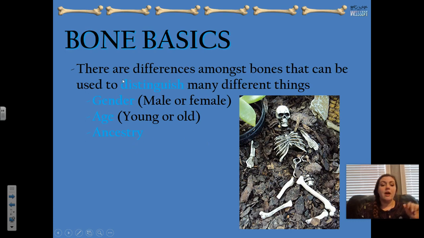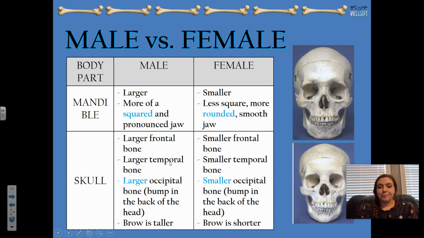So bone basics. There are differences amongst the bones that can be used to distinguish many things. Gender. Again, I need to change this. I copied and pasted some of these. Sorry. That should say sex. Male or female, age, young or old, and then ancestry. So male versus female is what we're going to do first.